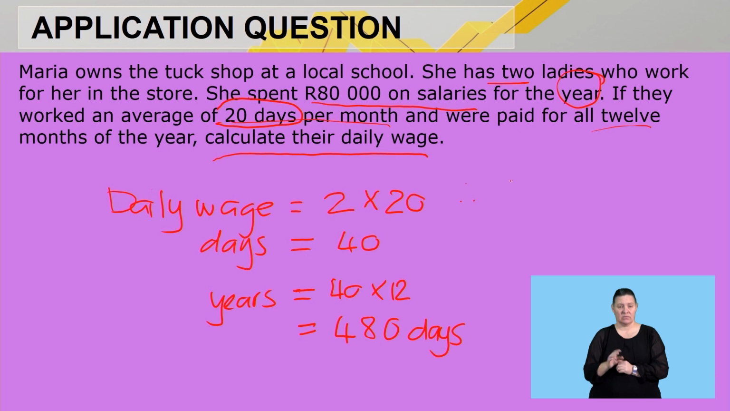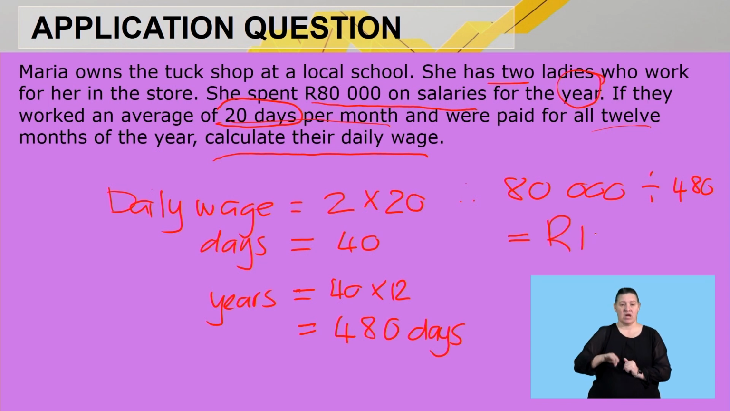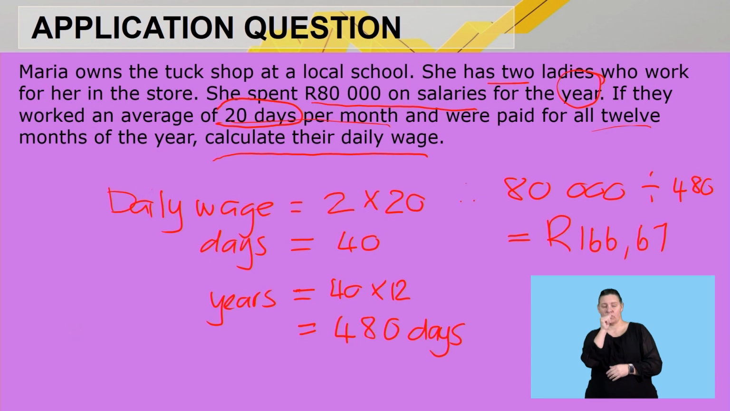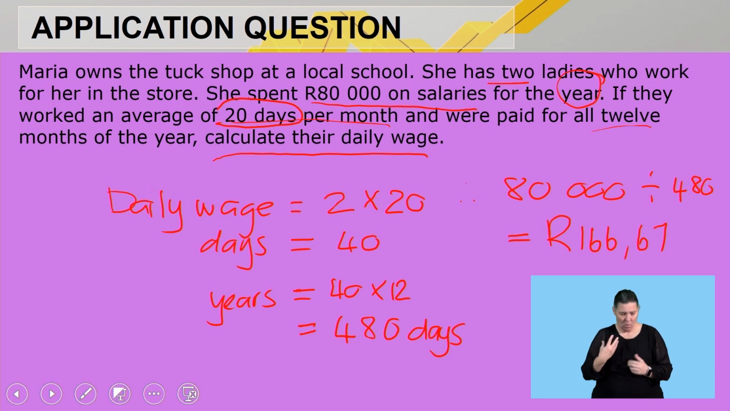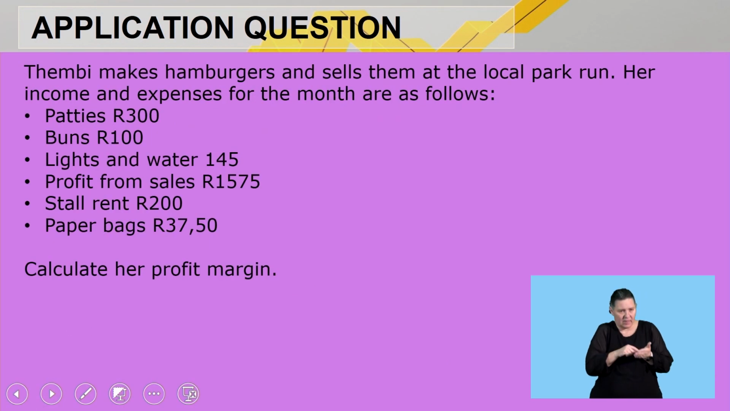So therefore, we will say the 80,000 Rand divided by the number of days, and you will see then that they earn 166 Rand and 67 cents. And I do hope that you are working with your calculator and not just sitting and looking at what I'm doing. Let's look at Tembi.